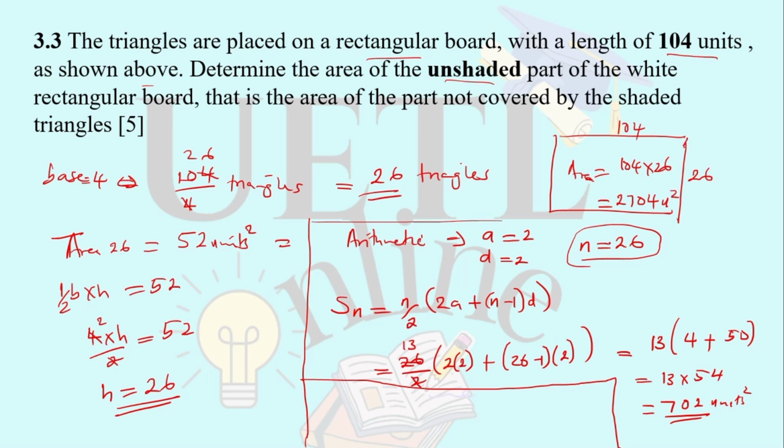Now our task is just to find the area of the unshaded part. This means the unshaded area is going to be 2704 minus 702. If we subtract this, we're going to get our area of the unshaded part. After calculating, we found out that the area of the unshaded part is going to become 2002. So these are the steps.